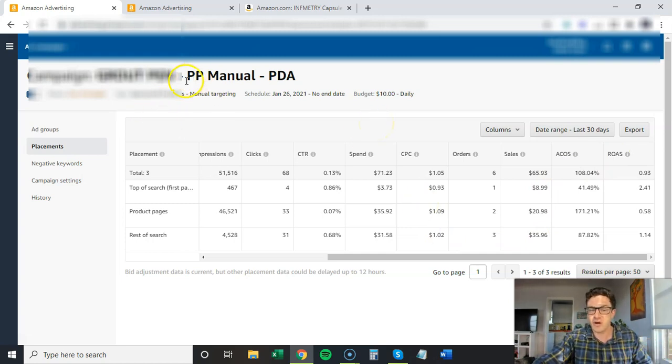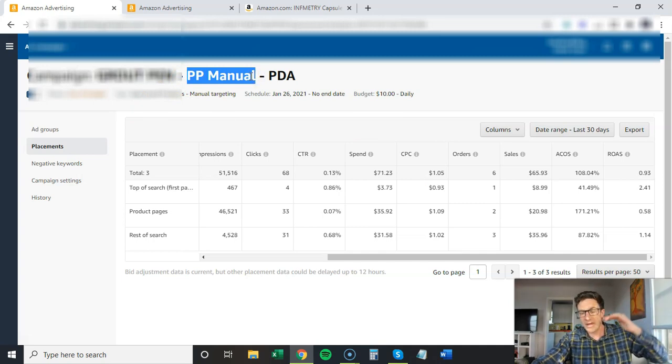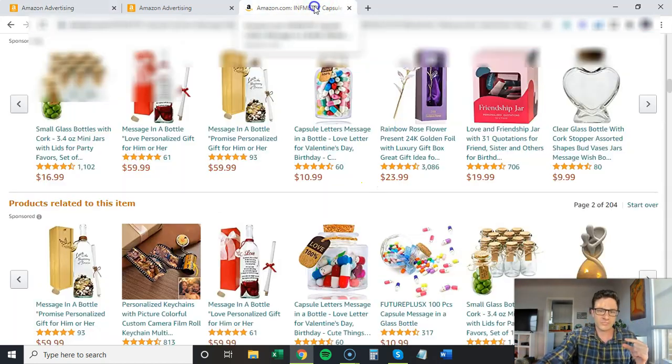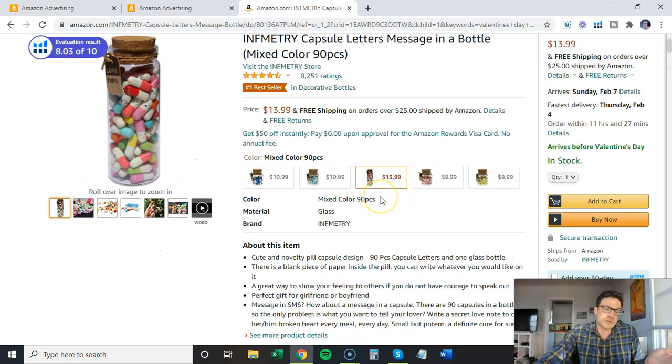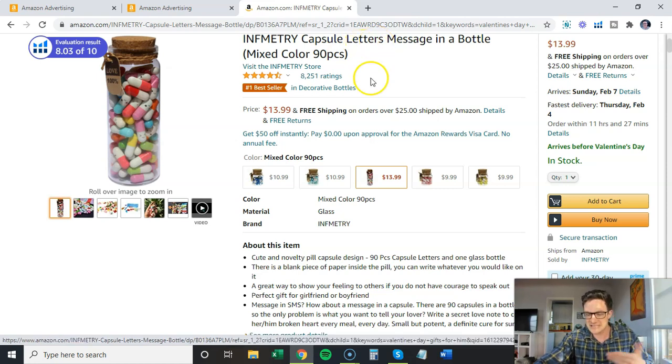I did the same thing for a sponsored display. I extracted them all from the auto, bid on them for a sponsored display, same exact thing. It's at like a 90% ACOS. So just really quick, I see the data, I see it's not working. And then I try to think to myself, why is this not working? Okay. I typed in Valentine's Day gifts for her. This was one of the first things that popped up. They're like capsule letter messages. Didn't know these existed, right?